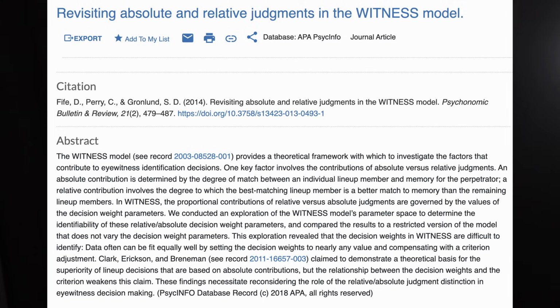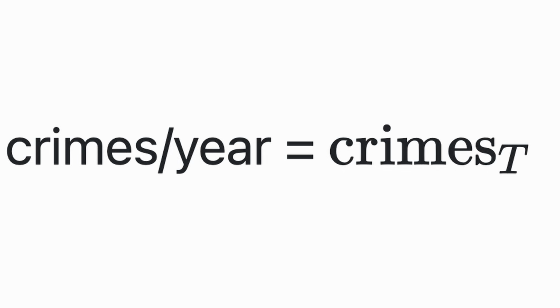This is my go-to method, from a paper that I published 13 years ago. Really cool paper. If you want me to talk about it, I'm happy to. But the basic idea is that, as we did before, we start with a known set of parameters, and then we compute the output. For example, I've been using crimes per year, and I'm going to call that crimes T, for true crimes. Not in the colloquial sense, but the true value of crimes.